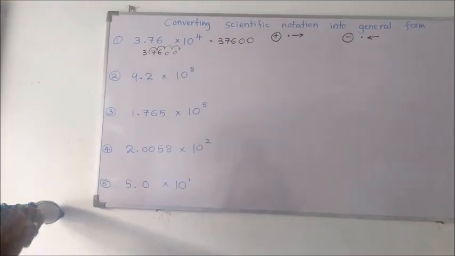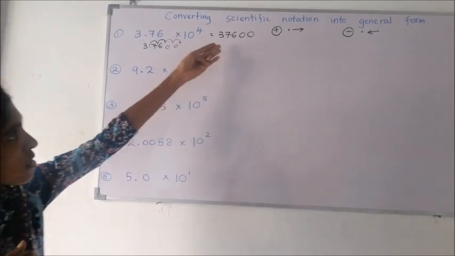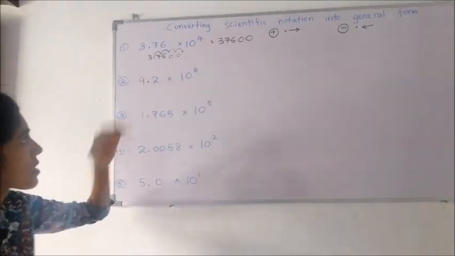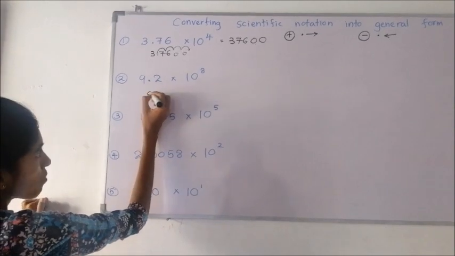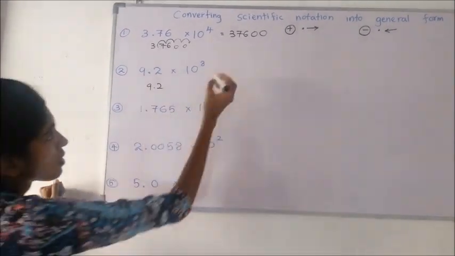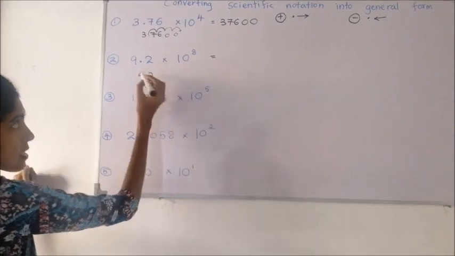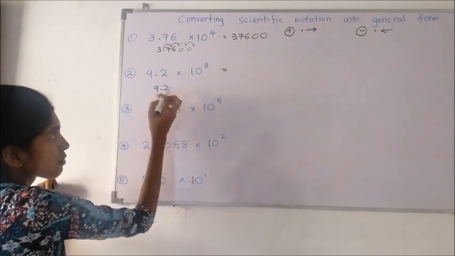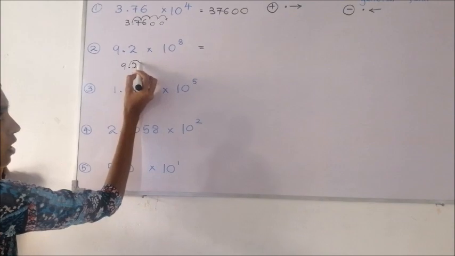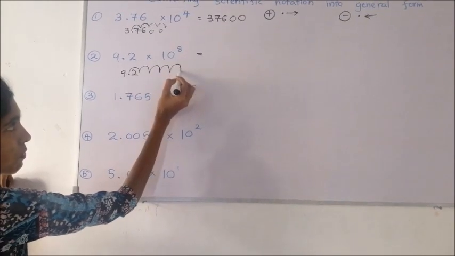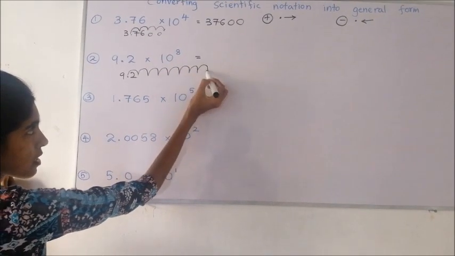37,600 is the number in general form. Next, I'm just writing 9.2 here, to show you how to get the answer. 10 to the power plus 8. If it is plus 8, this decimal point should be moved backward. How many times? 8 times. 1, 2, 3, 4, 5, 6, 7, 8.